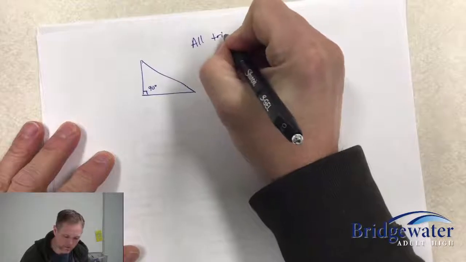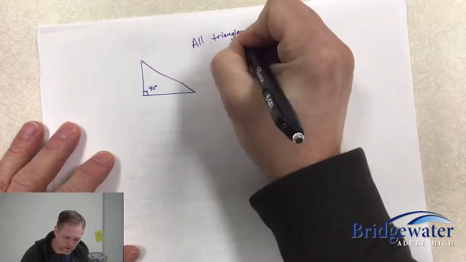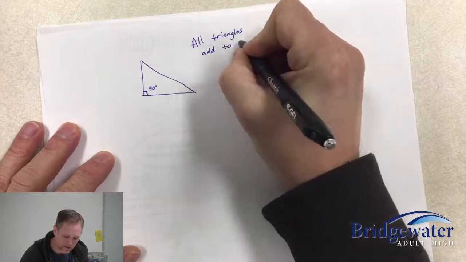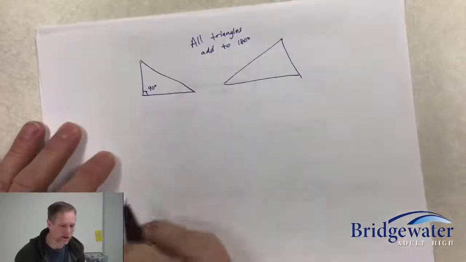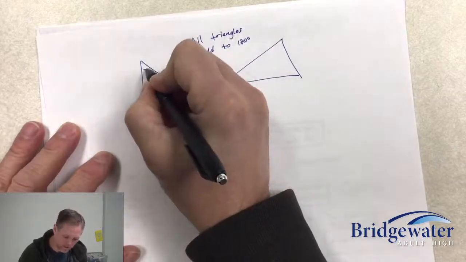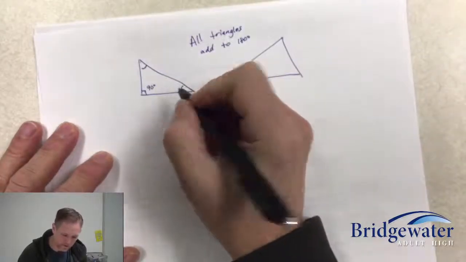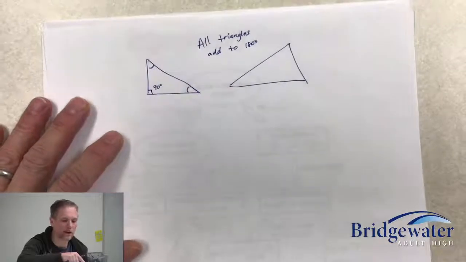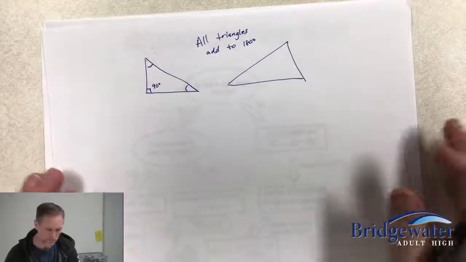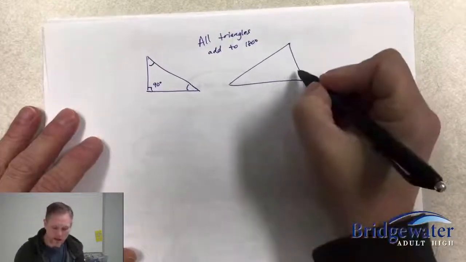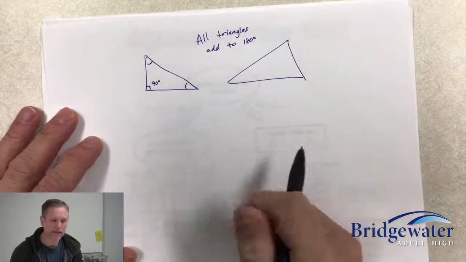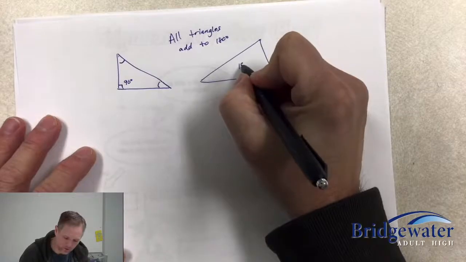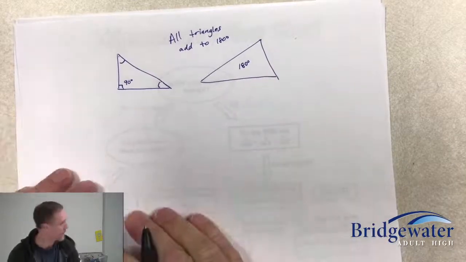All triangles add to 180 degrees on the inside. So if we can find this angle and this angle, 90 plus those 2 angles will always equal 180 degrees. Same thing for this. There won't be any 90-degree angles, but you will always have a total of 180 degrees.